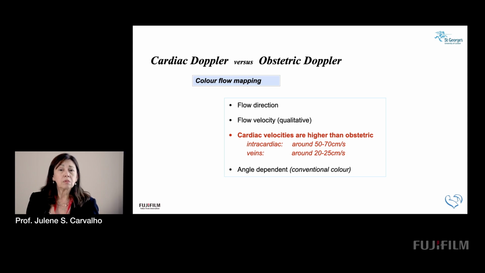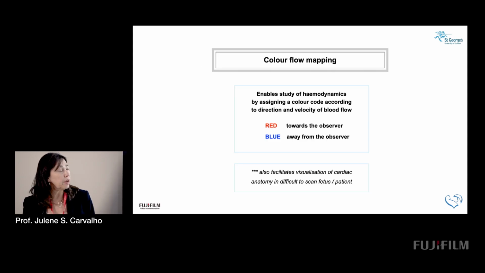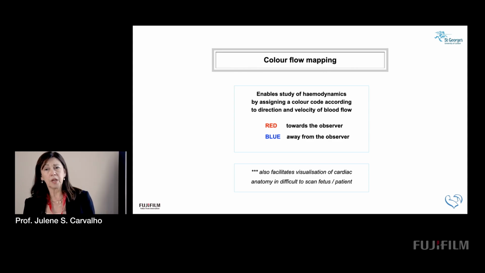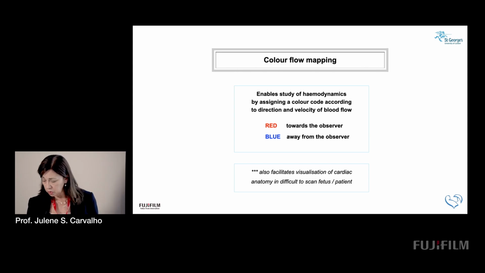So color flow will give you information on direction. It is qualitative information. You don't measure the precise velocity and it is angle dependent, at least for the conventional color. This is very basic, but it sometimes surprises me that some people who are just starting their training don't actually appreciate this is a color code and it can be changed. So red is anything that goes towards the transducer, and blue is anything that goes away from the transducer or the observer, where your hand is.